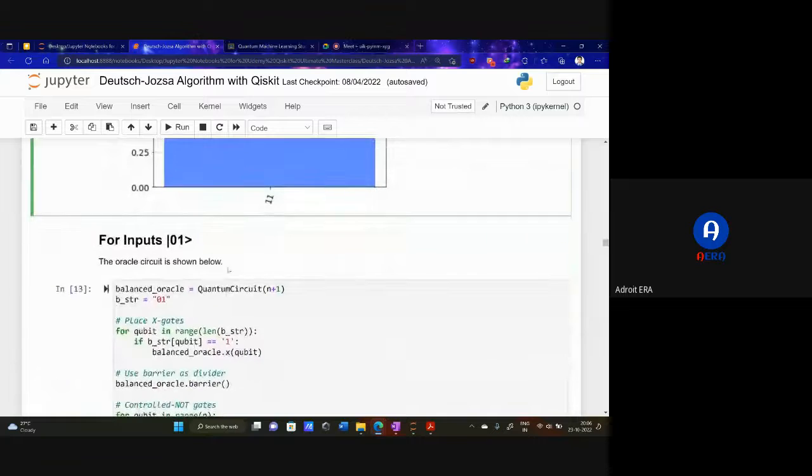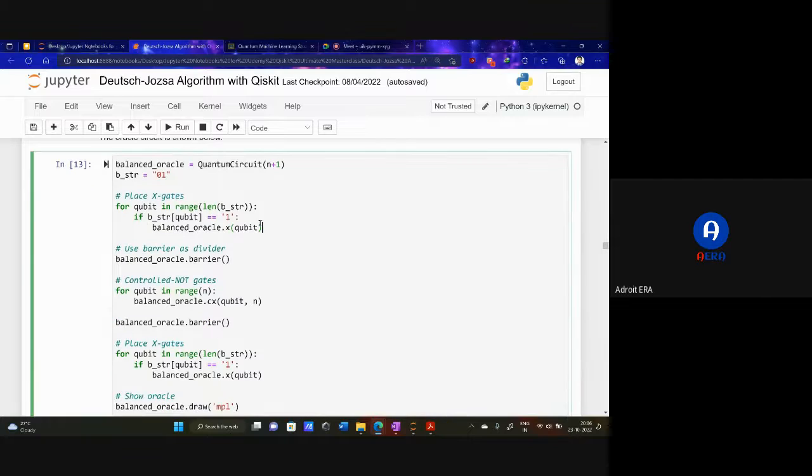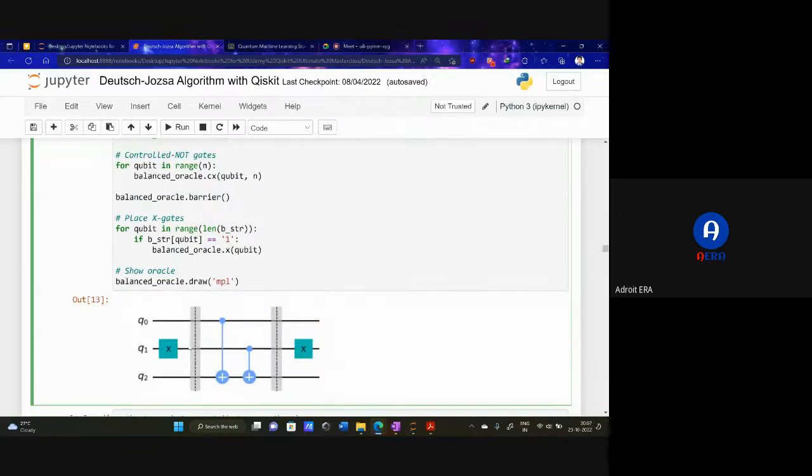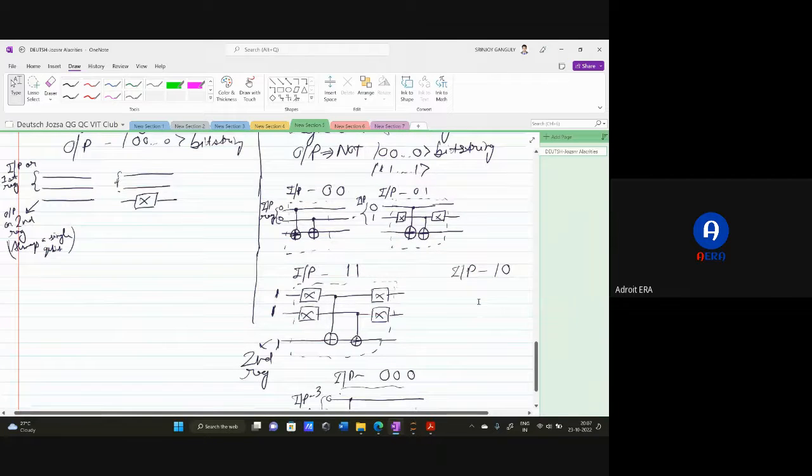Input 0 1. So this time the X gate will be applied, right? It will be wrapped, right? This is the wrapping. This one and this one, this is wrapping, remember. And then in between you have the control nots wrapped between the X gates, right? And the bit string is 0 1. So this time the X gate will be applied. Look, X gate is applied, right? So it makes sense now why we were doing that, and you can compare it with what I have drawn here. You can compare it like this.